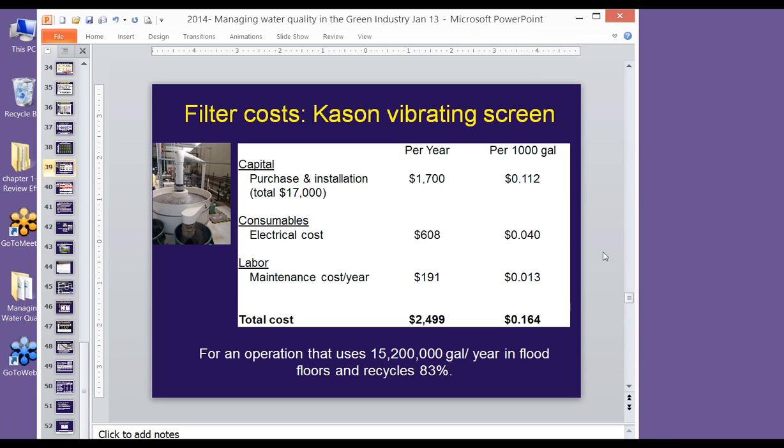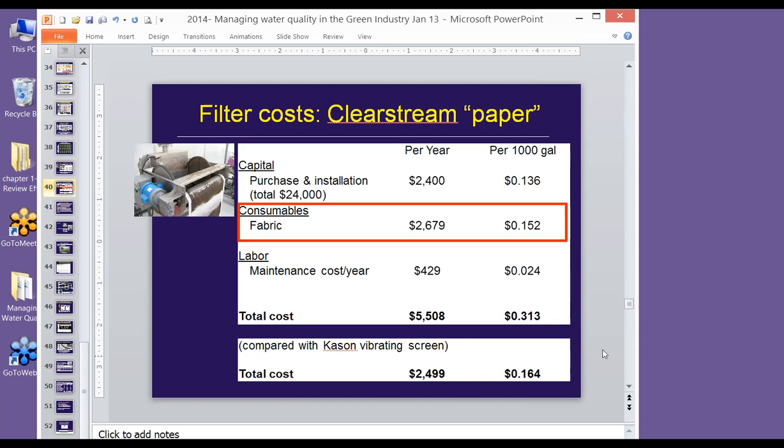And now another important criteria for decision making is the cost of filtration. And I'm just going to give you an example here of the cost of a vibrating screen. And this is under an operation that uses 15.2 million gallons per year in phosphorus and recycles 83% of the water. What you can see here, and I want you to just focus on the per 1,000 gallons, is that the consumables are under 5 cents, the labor is relatively cheap, and bottom line, the cost is 16 cents per 1,000 gallons by filtering with a vibrating screen.